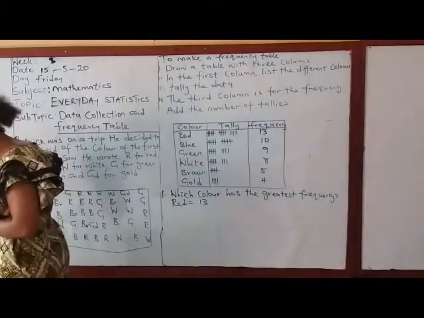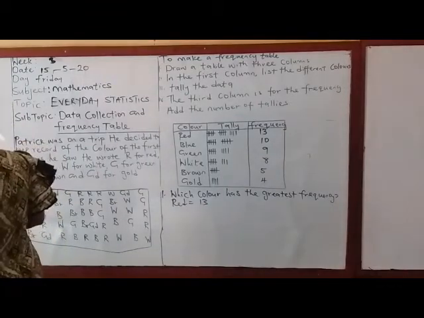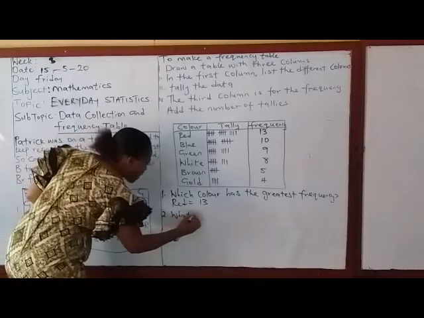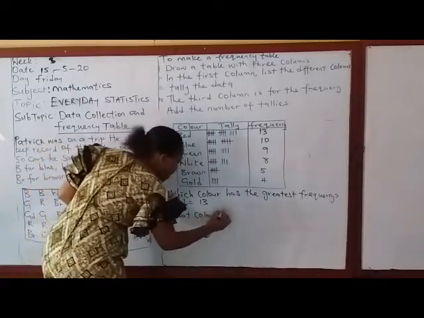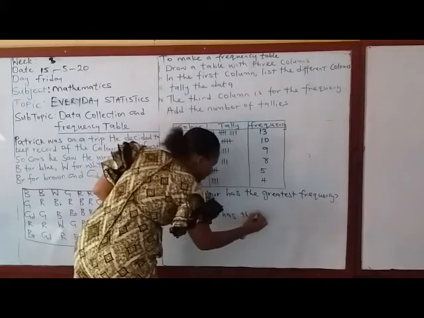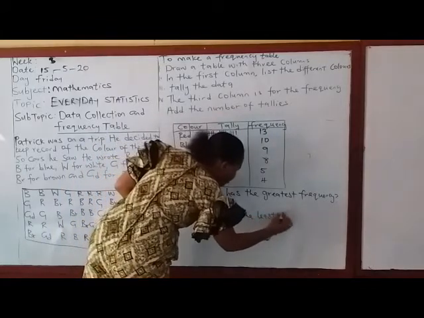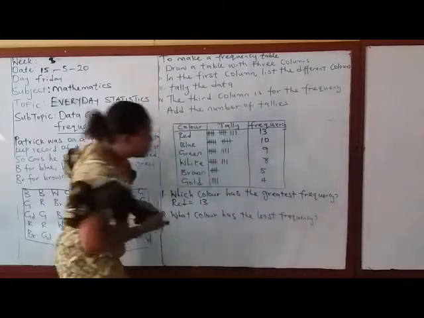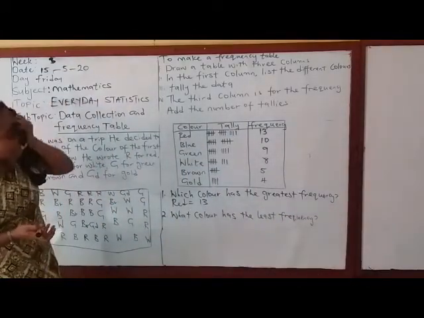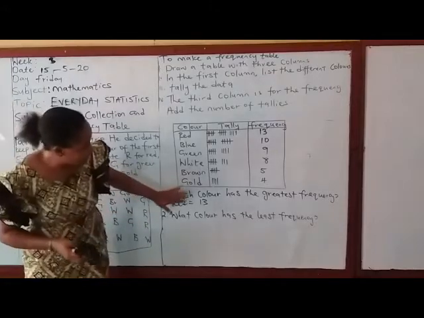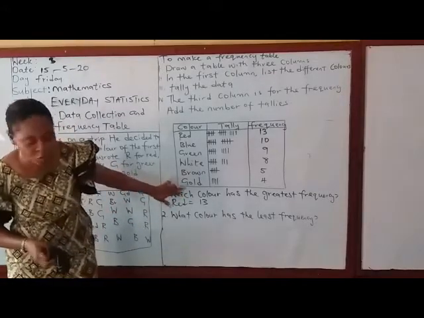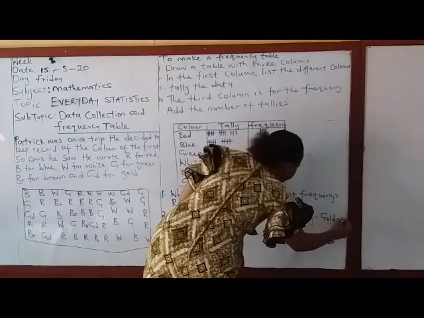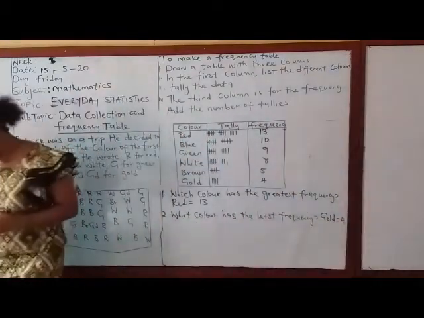The next question. What color has the least frequency? Of course, it is there. Go to the frequency table. You can see the color that has the least frequency is what? Gold. It has only 4. Gold has the least frequency.